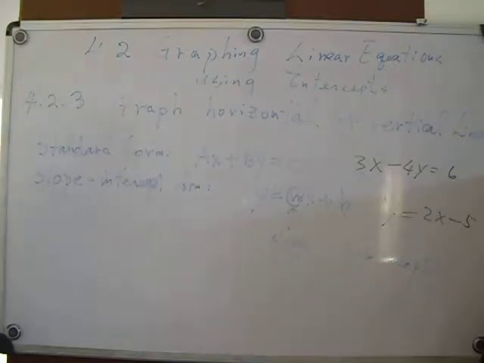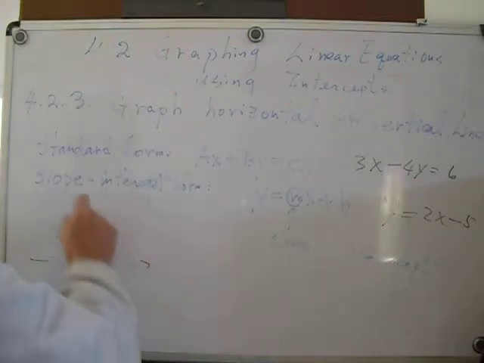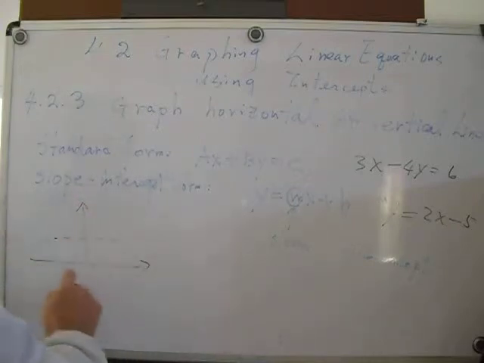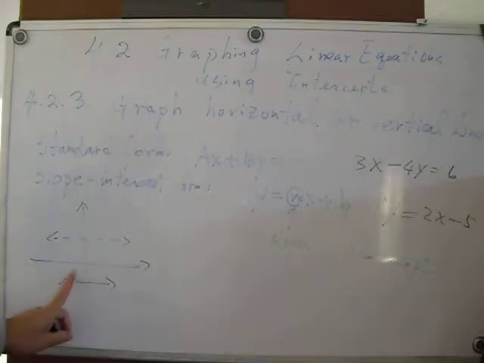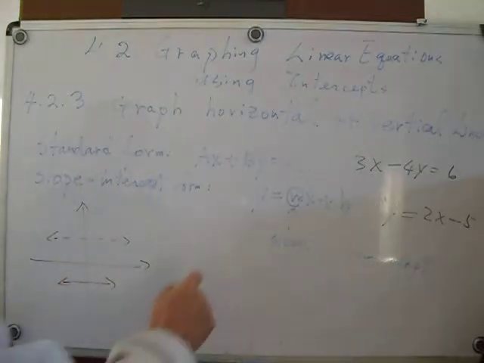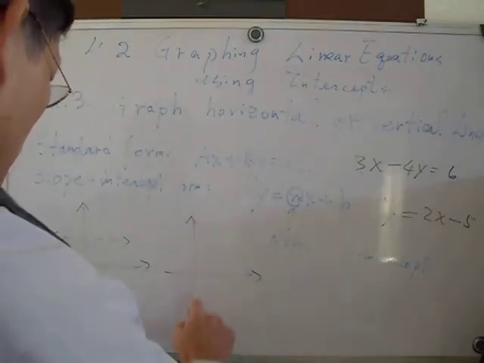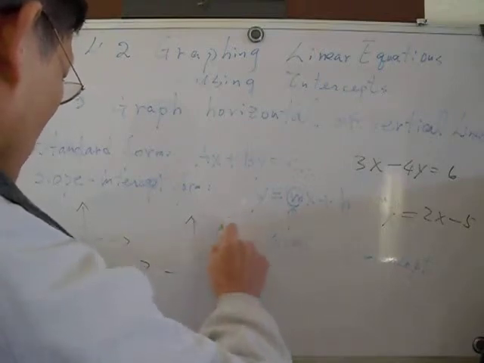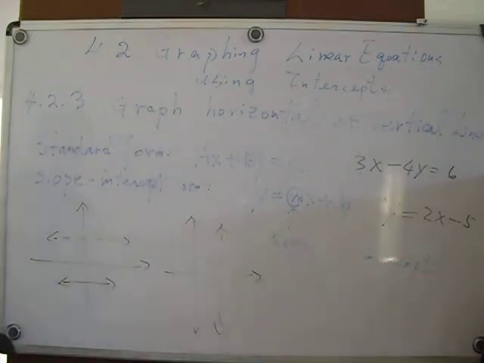Now we want to get into the main topic in this section: graph horizontal line and vertical line. Horizontal line, by the definition, you can see like this or this. All lines parallel to the x-axis are called horizontal lines. As you can see, they will never cross the x-axis. This is a horizontal line. Vertical line looks like this. Any line parallel to the y-axis is called a vertical line.